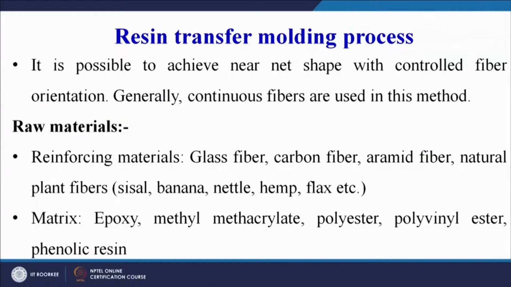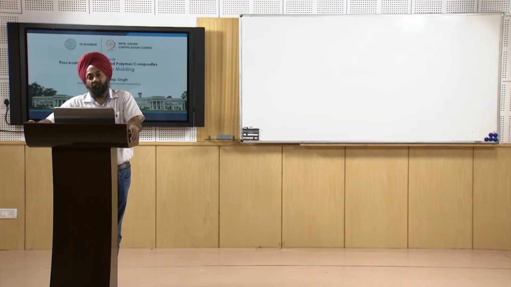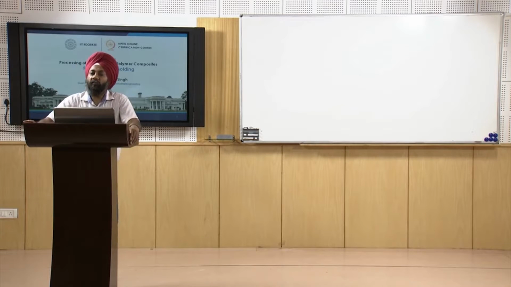And the matrix is usually epoxy, methyl methacrylate, polyester, polyvinyl ester, phenolic resin. So mostly the examples here given are thermosetting resin. So we can say that resin transfer molding process is maybe more suitable if our polymer is a thermosetting polymer.